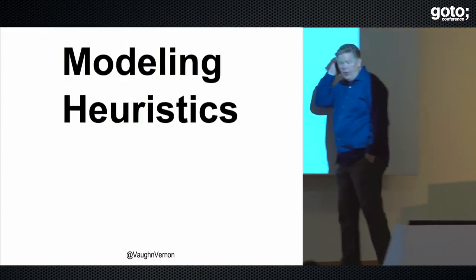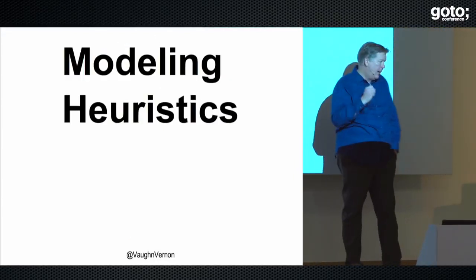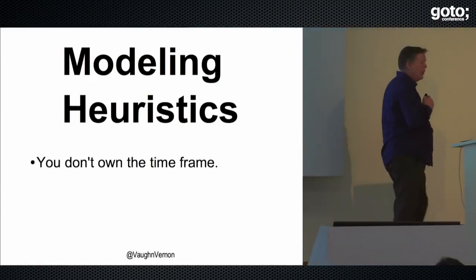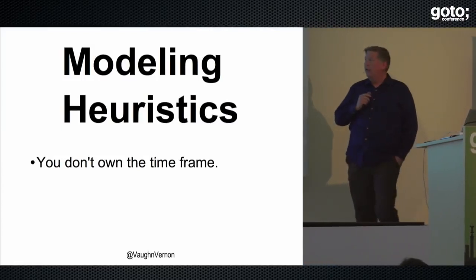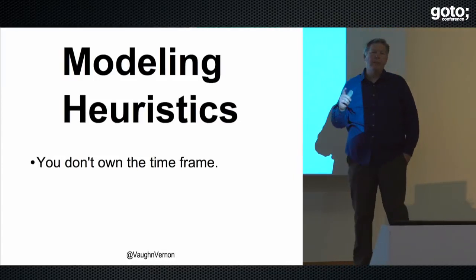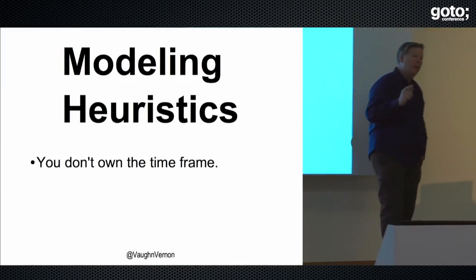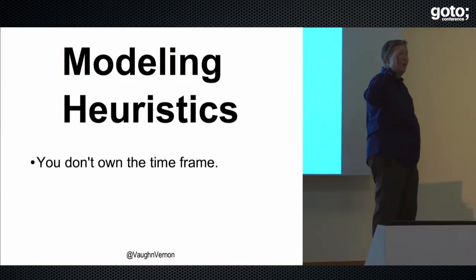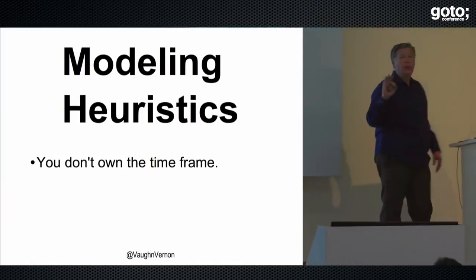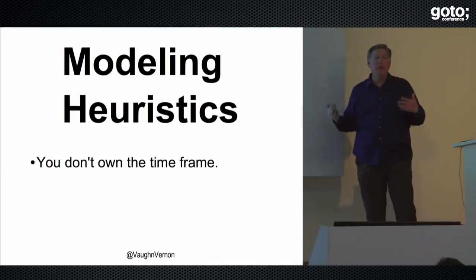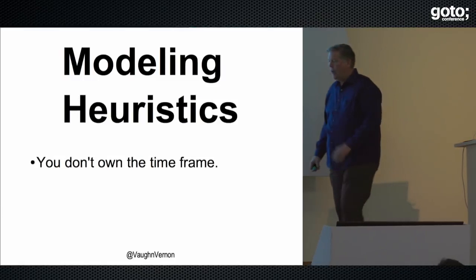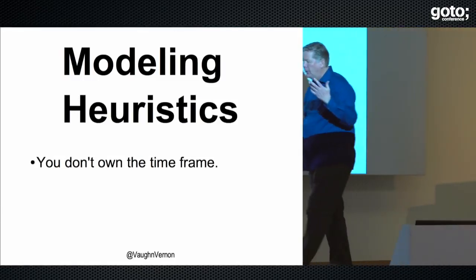So here are some modeling heuristics that you can go by in this uncertain world that we're now dealing with. First of all, you don't own the time frame. As a developer, you need to engage with the business, not only for the ubiquitous language, but for determining what time frame is acceptable to the business for when these kinds of situations time out or reach some kind of a warning zone. You have to engage with the business to do that.